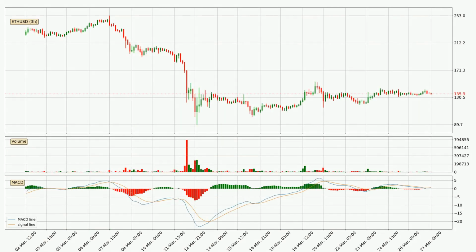Moving to the 3-hourly MACD, the trend is currently going down because the MACD line is below the signal line. We can expect the price to continue going down or perhaps remain at least stable because the MACD histogram shows the momentum currently being strong.